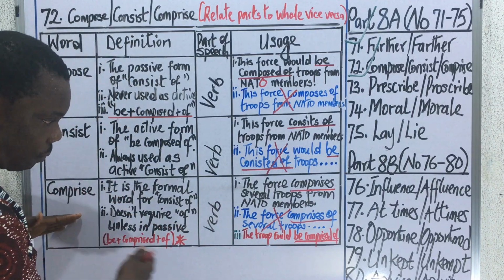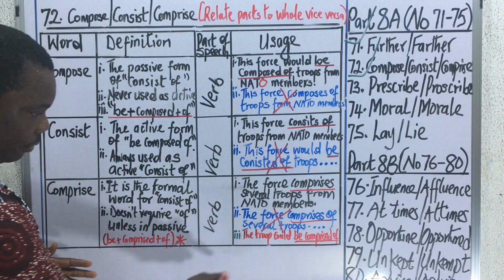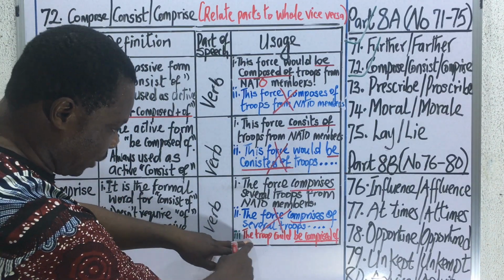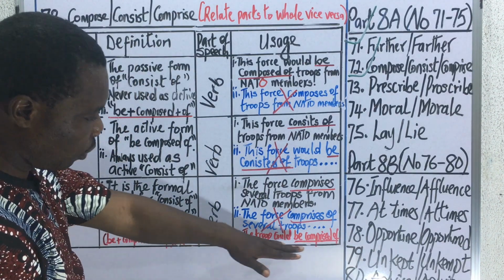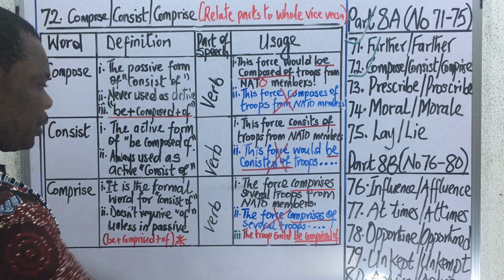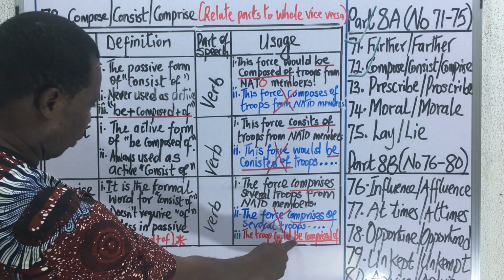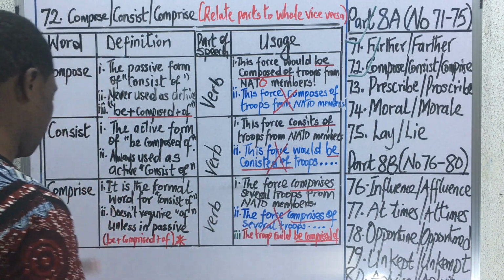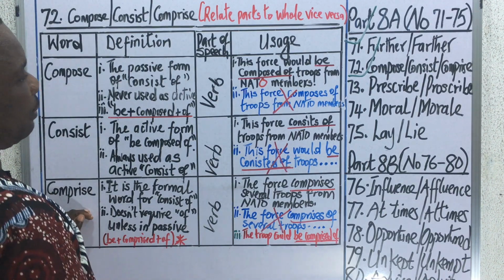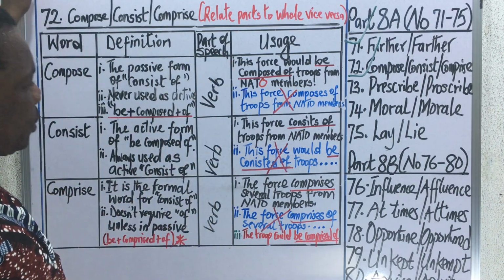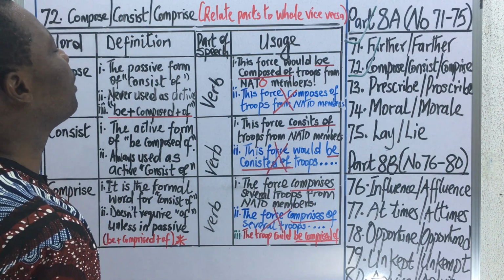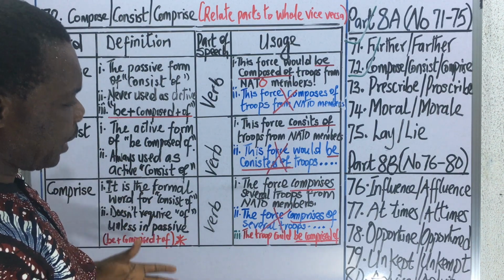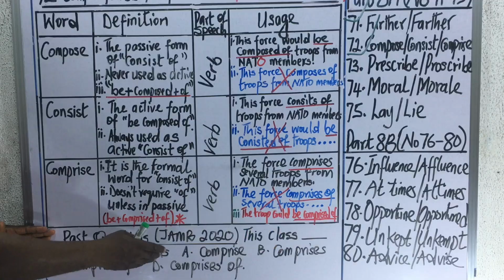Then the second way that we can use comprise, which I have already explained, is that the troops could be comprised of. The troops could be comprised of, okay? So this is a possibility, although highly debatable, to use comprise as passive. So this is how to use these words in English. Let's now take a step further by considering their appearance in past questions.